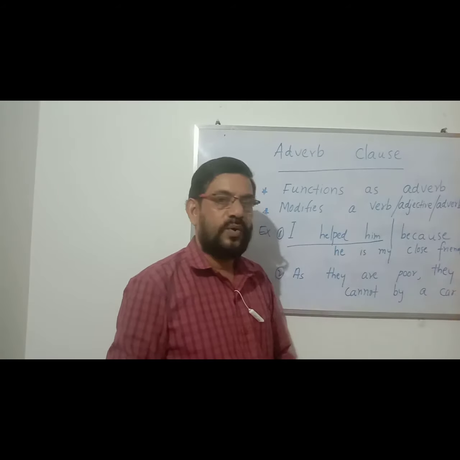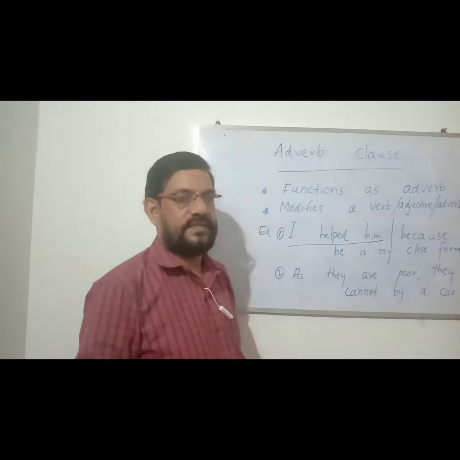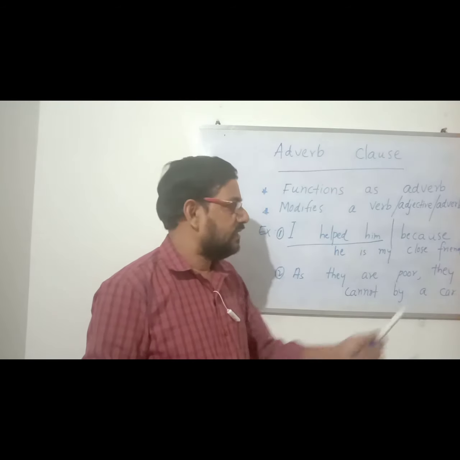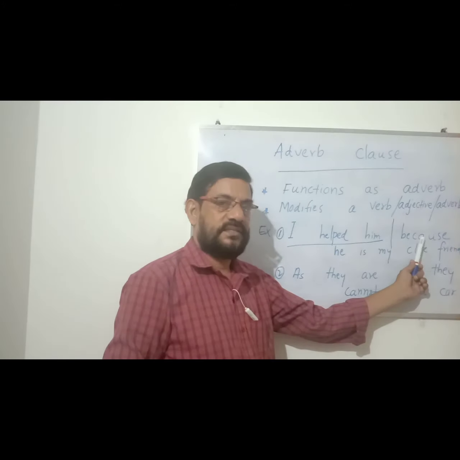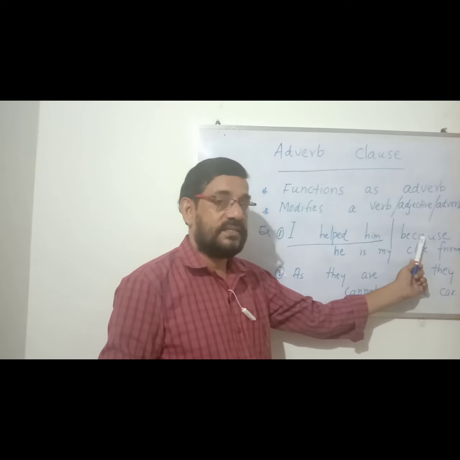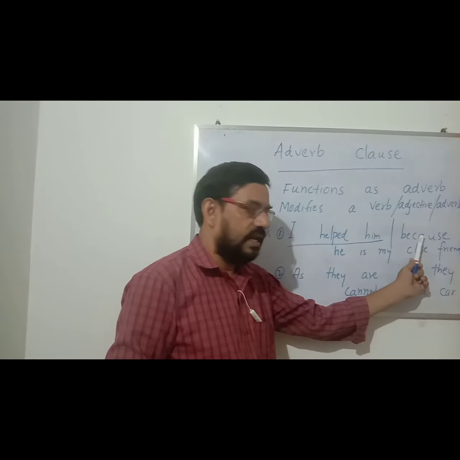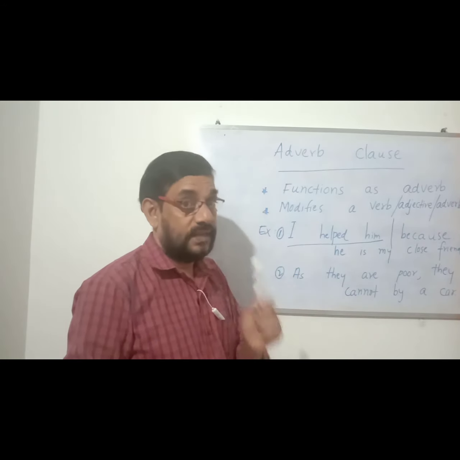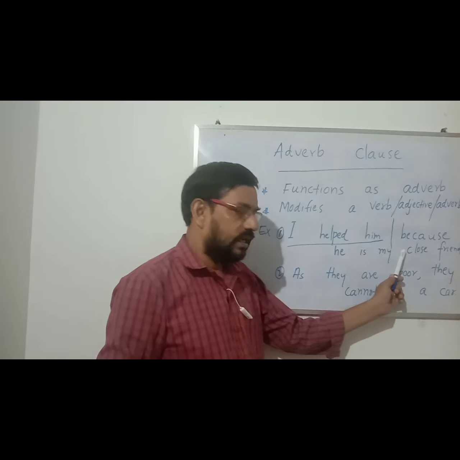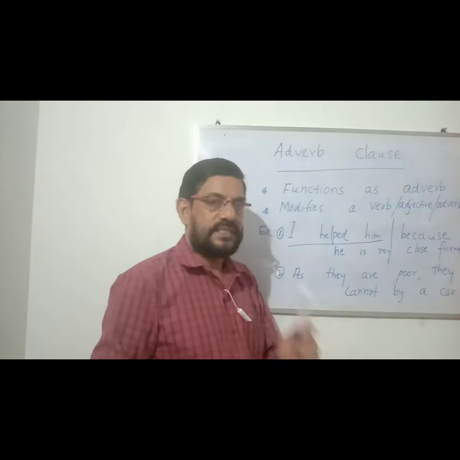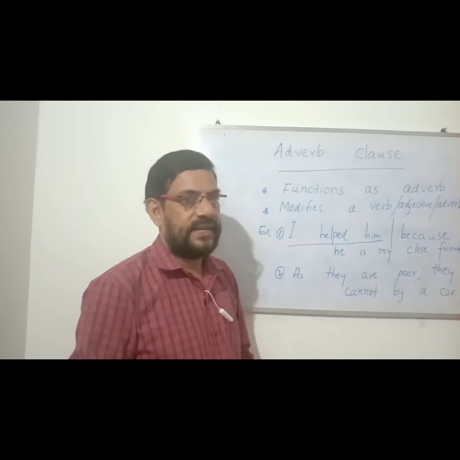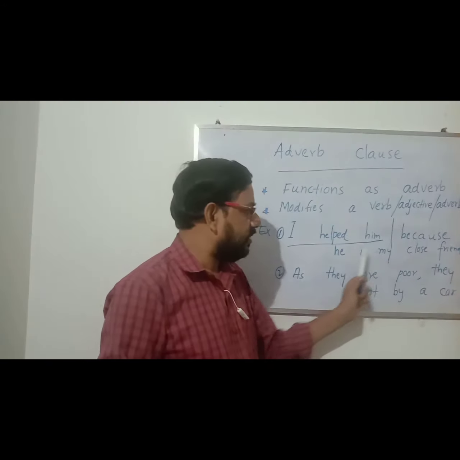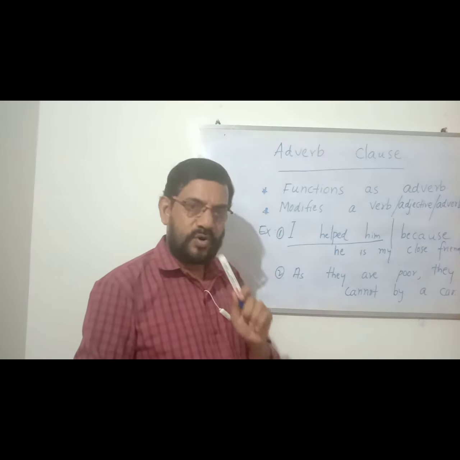Because he is my close friend. Is it a main clause? No, this is not a main clause. Why? The first word, because, is a subordinating conjunction. A subordinating conjunction will make the following clause a subordinate clause, an incomplete clause. So the second clause, because he is my close friend, is incomplete. It is dependent on the main clause for the completion of the meaning. Understood? So, because he is my close friend is a subordinate clause.